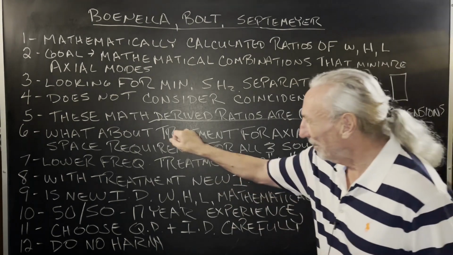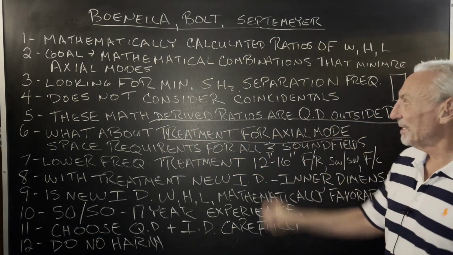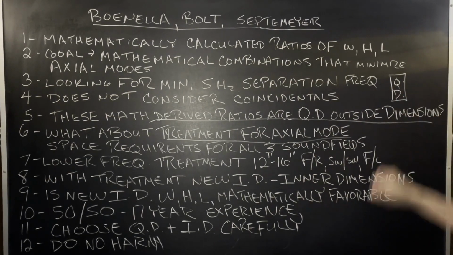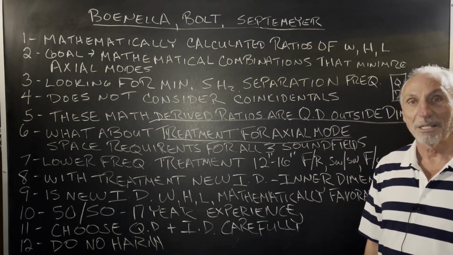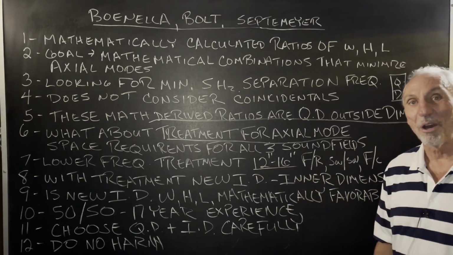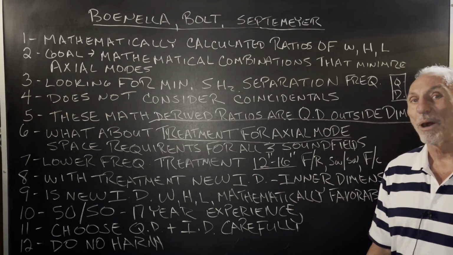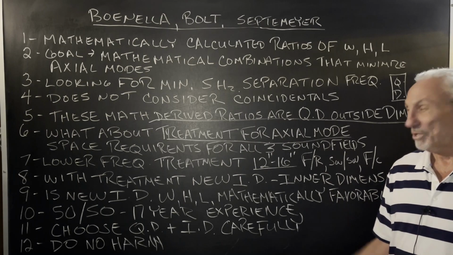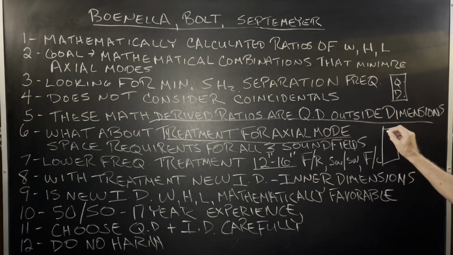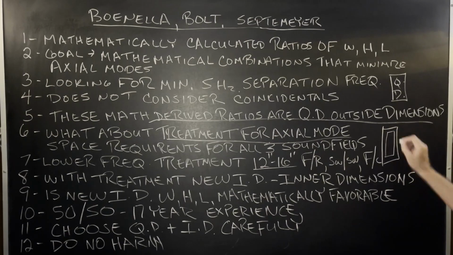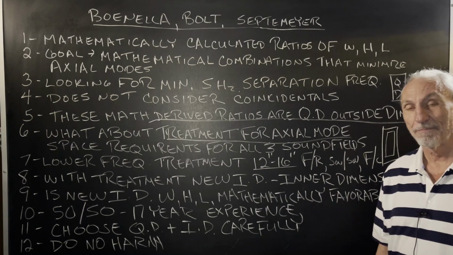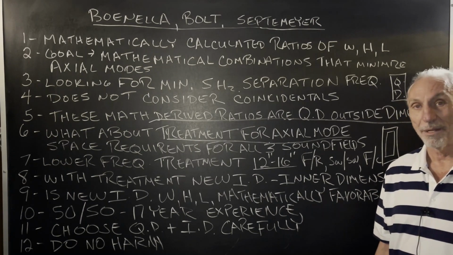Because what about the treatment for these axial modes that these ratios of outside dimension produce? Treatment takes up space. How much space? 12 to 16 inches on average with our technology, and we have the most powerful. So you've got to give up that kind of space inside the room, right? So now our room is not the original dimension. It's the original dimension minus the treatment requirements. So now we have a new footprint.